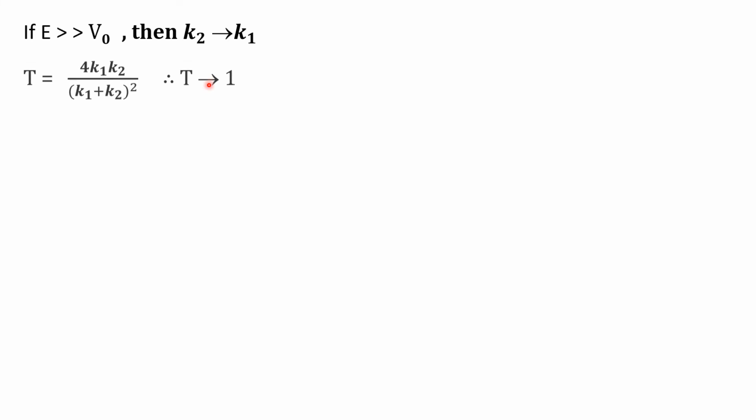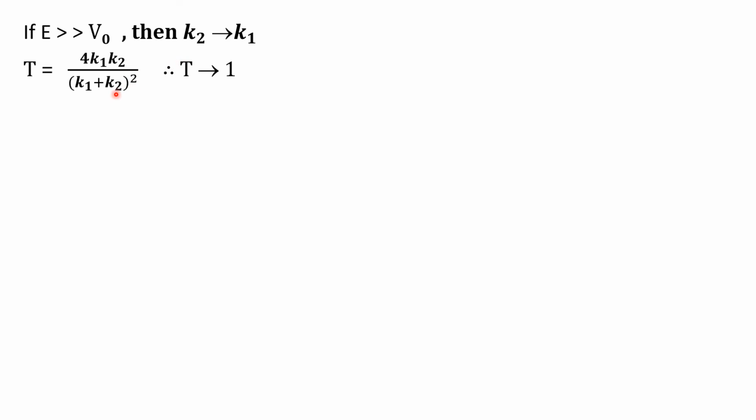Now we see what conclusion we get for E greater than V0. Suppose E is very much greater than V0, then K2 tends towards K1. K2 is a constant for region 2, and K1 is a constant for region 1. If the total energy is very large compared to the height of the potential barrier, then K2 becomes equal to K1. Then what is T? The transmission coefficient we found earlier is 4K1 K2 divided by (K1 plus K2) square.